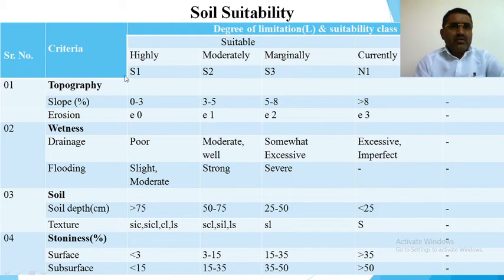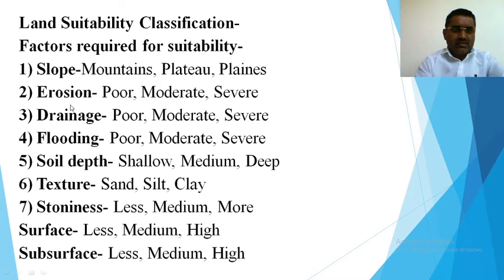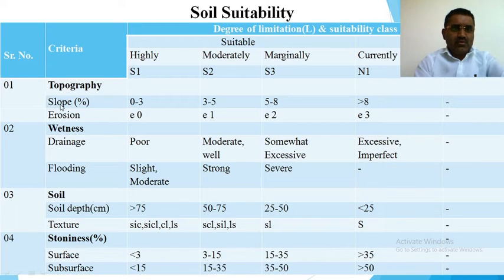So which criteria is over here? First criteria is topography. In the topography, slope is there and erosion is there. We have already considered this one, slope and erosion. First 2 points, slope and erosion. That's similar, the same way they are considered over here.